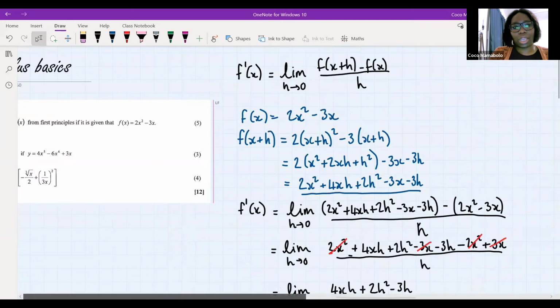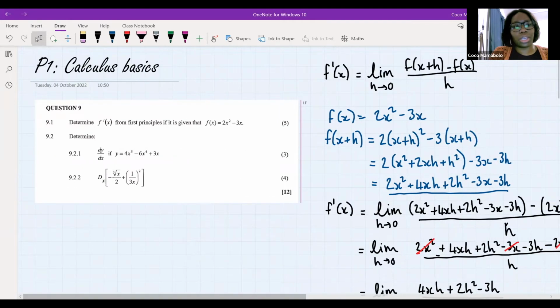Now, if we look at 9.2, I think one of you has already done 9.2, which is the easy part. 9.2.1 is pretty easy. Okay, we can look at 9.2.1. It's pretty standard, right?